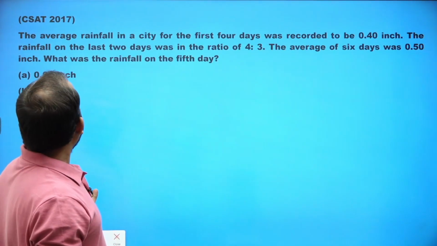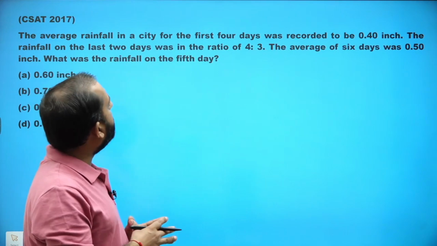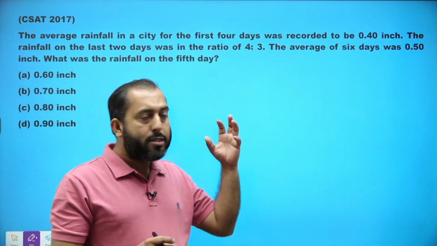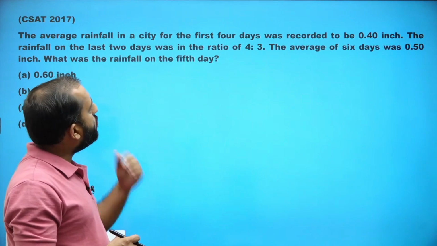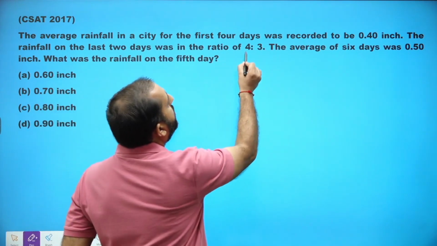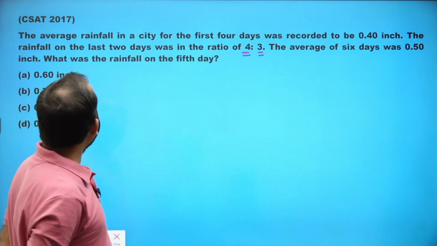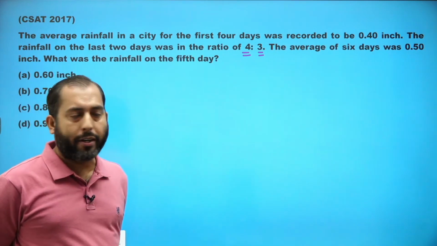So, this is the next case. It says the average rainfall in a city for the first 4 days recorded to be 0.40 inch. The rainfall on the last 2 days was 4:3. The average of 6 days was 0.50 inch. What was the rainfall on the 5th day?